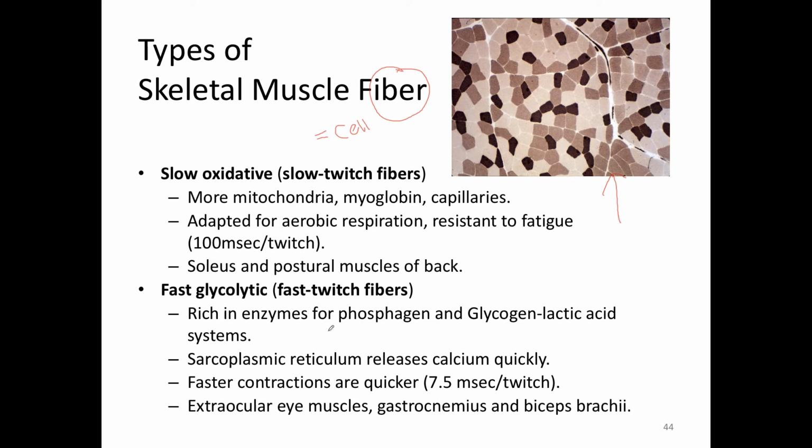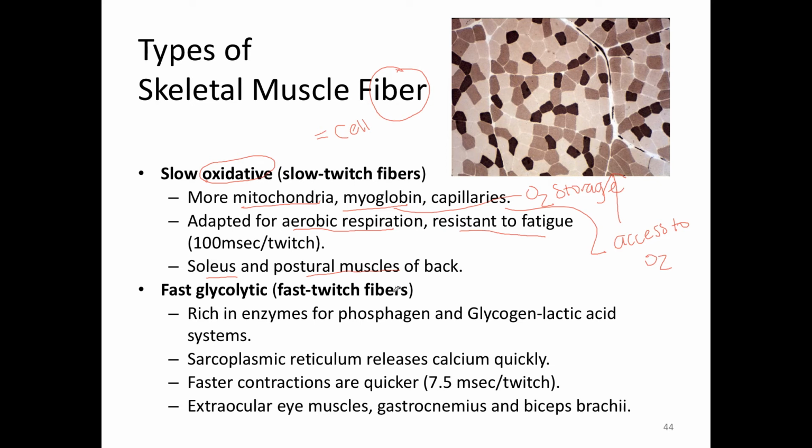Slow oxidative fibers use oxygen to make ATP, so they have more mitochondria, lots more myoglobin, which remember is an oxygen storage molecule, and lots of capillaries because they need access to oxygen carried in blood. Because they have so many capillaries, they tend to be dark red. These are adapted for aerobic respiration, and they are resistant to fatigue. You can use them for a really long time without them ever running out of fuel. This includes the soleus and the postural muscles of the back, the ones you use to stand upright.